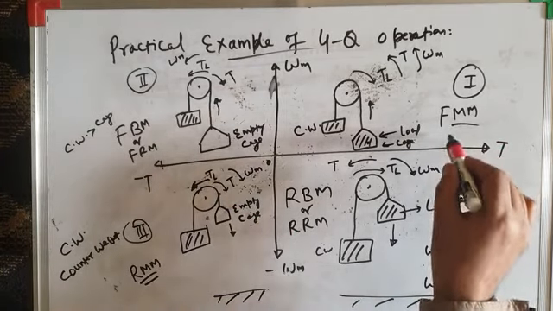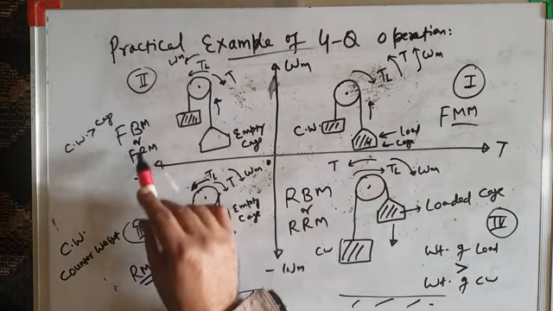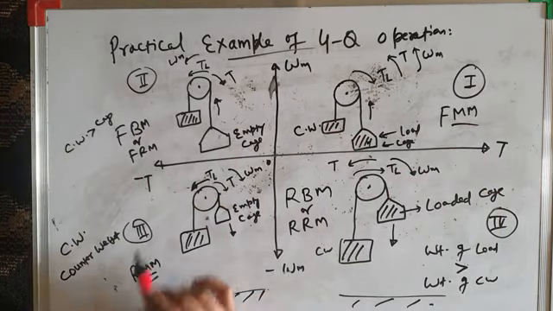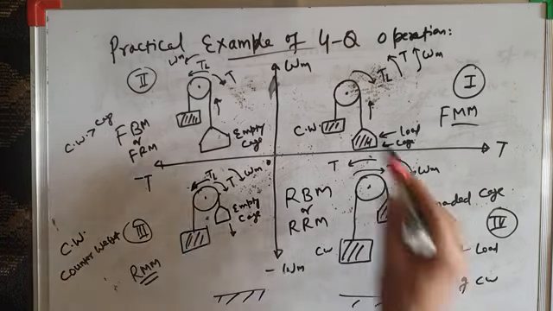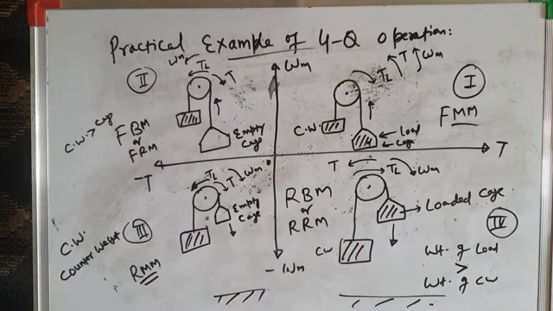Quadrant 1, forward motoring mode. Quadrant 2, forward braking or forward regeneration mode. Quadrant 3, reverse motoring mode. And quadrant 4, reverse regeneration or reverse braking mode. So this practically shows the 4-quadrant operation of an electric drive. With this, I will conclude today's lecture. We will have more discussions on dynamics of electric drives in the next lecture. Thank you.